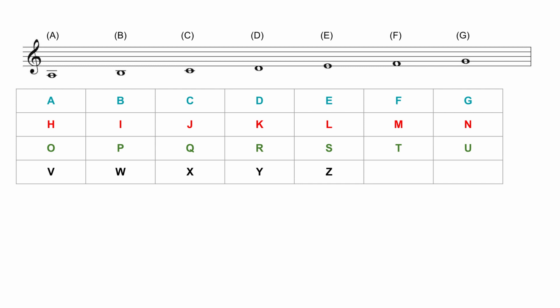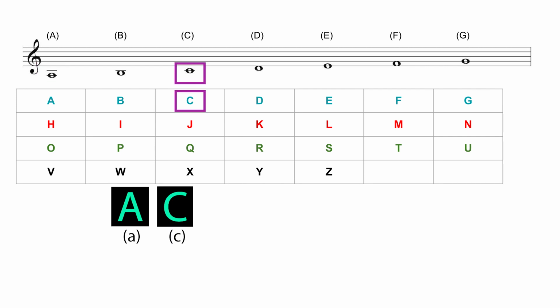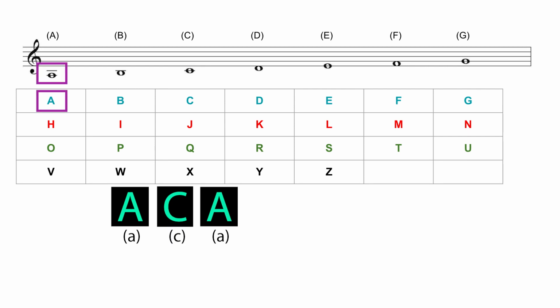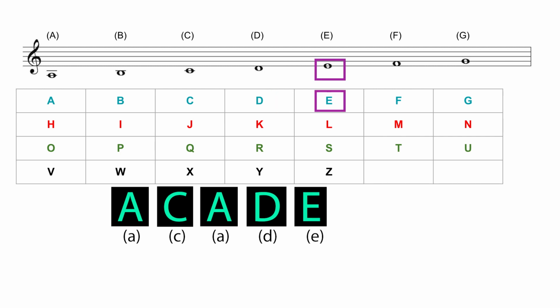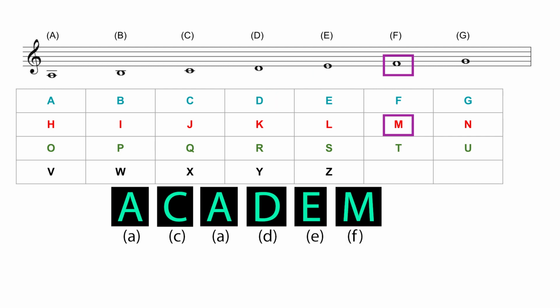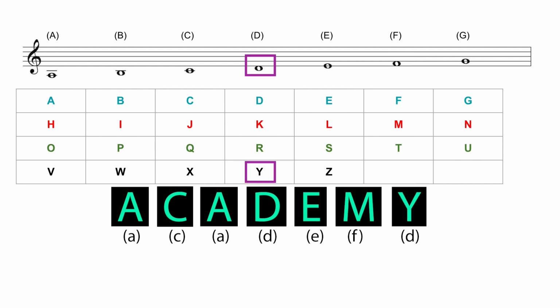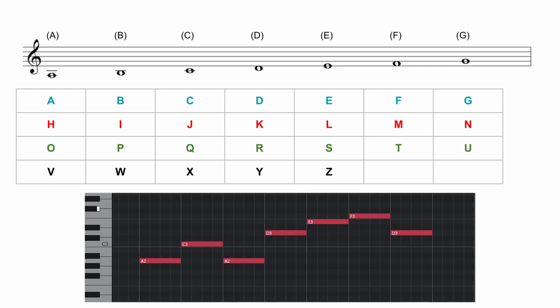Finally, let's try the word academy. So letter A would be an A, C would be C, A and A again, and of course D would be a D. E would also be an E, and now M would be an F, and finally Y would be a D. So I have the notes of A, C, A, D, E, F, and D. Okay, so I think I like this one best out of the 3 examples.